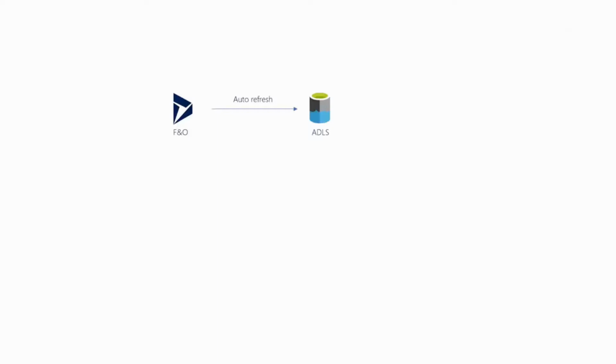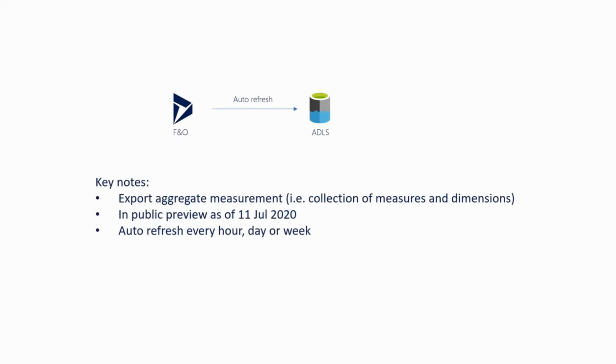How it looks is this: we have a finance and operations instance, and it will automatically refresh some data into Azure Data Lake Gen 2. Just to be aware, the data that it's exporting is actually not an entity or a table. It's exporting what they call aggregate measurements, which is effectively a collection of measures and dimensions. Measures are things like total sales and number of items, and dimensions are things like customer, product, or country. This is basically a roll-up version of Dynamics entities.